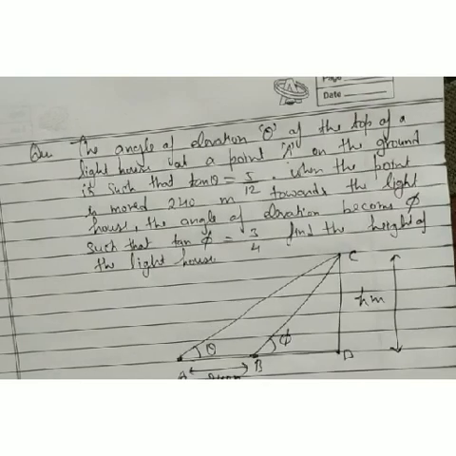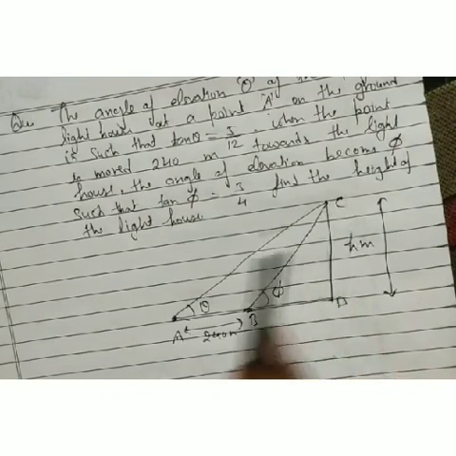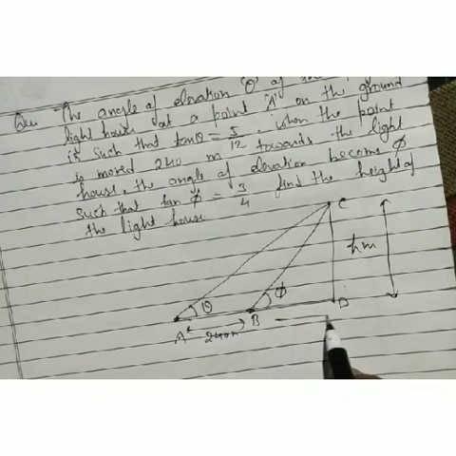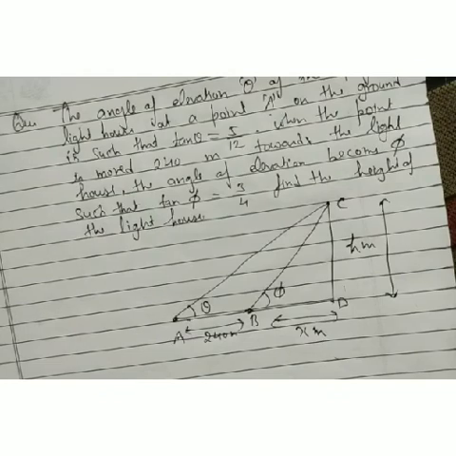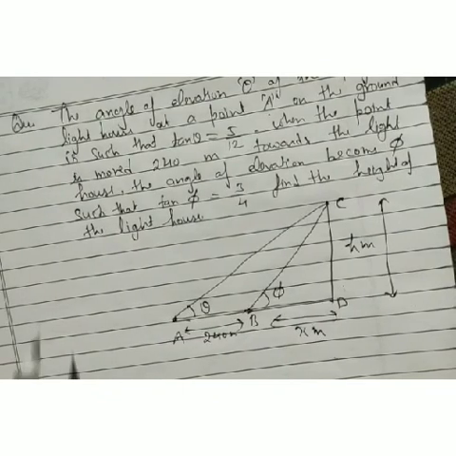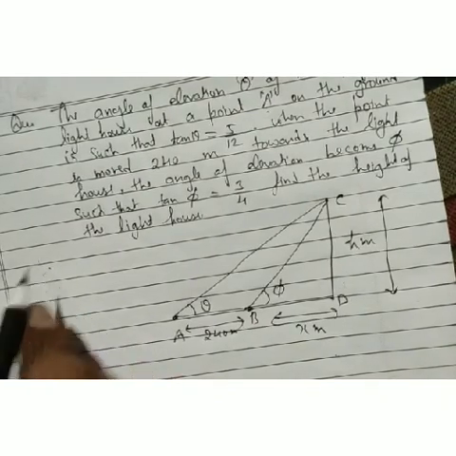Now it's given the values of tan theta and tan phi, and we have to find the height of the lighthouse. Since the distance is not given, we can take the distance BD as x meters. Obviously, we are going to take our triangles CDB and CDA. Then, after briefing, we are going to solve it.